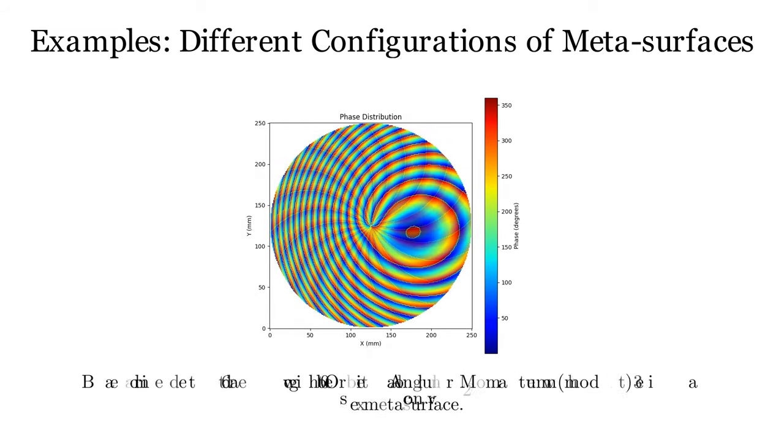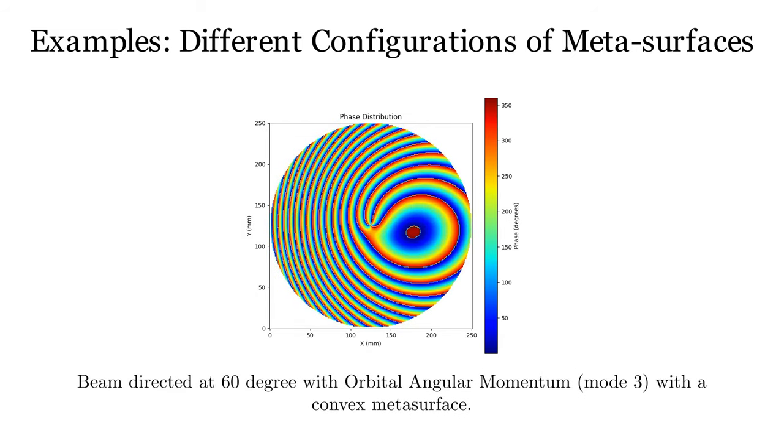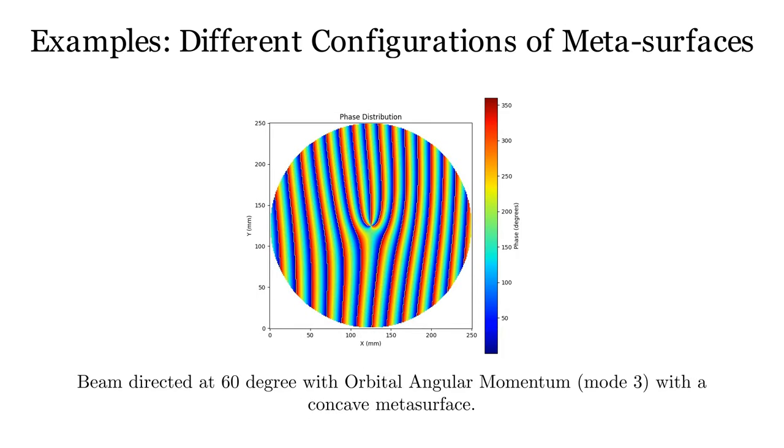Beam directed at 60 degrees with orbital angular momentum, mode 3, with a convex metasurface. Beam directed at 60 degrees with orbital angular momentum, mode 3, with a concave metasurface.